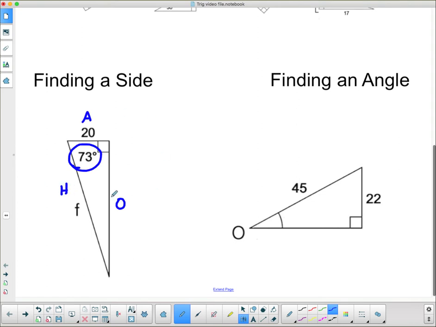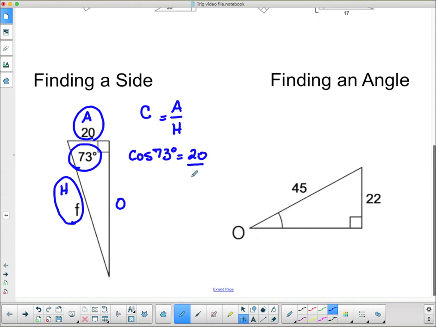Now on this particular triangle, we have side adjacent and we're looking for a side hypotenuse. So the adjacent and the hypotenuse side is the ka part of SOHCAHTOA. So ka is cos, and we're going to use cos of the angle, 73 degrees. Remember that the angle always has to have sine, cos, or tan with it. And the adjacent side is 20, and the hypotenuse in this case is what we're finding, which is F.